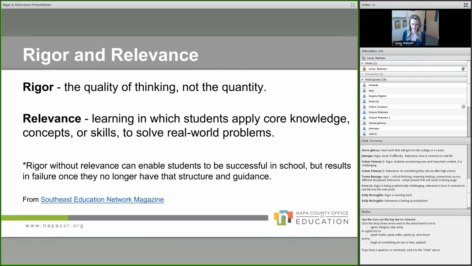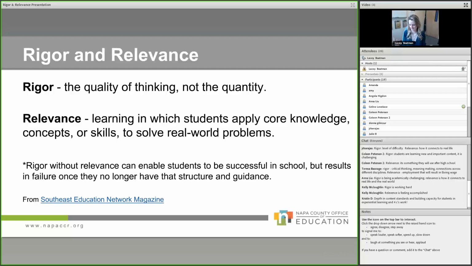And we'll keep moving on. Before we dive into rigor and relevance specifically in CTE, I want us to all be on the same page about rigor and relevance and what they mean. So your responses are great. I just want to make sure we all are on the same page before I move into what rigor and relevance looks like in CTE.